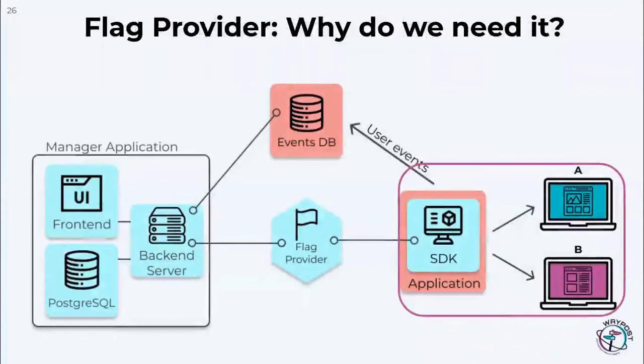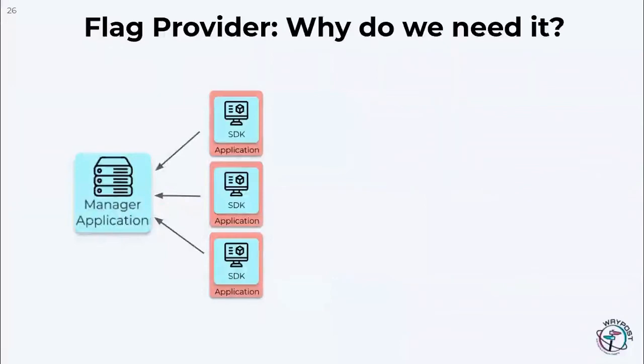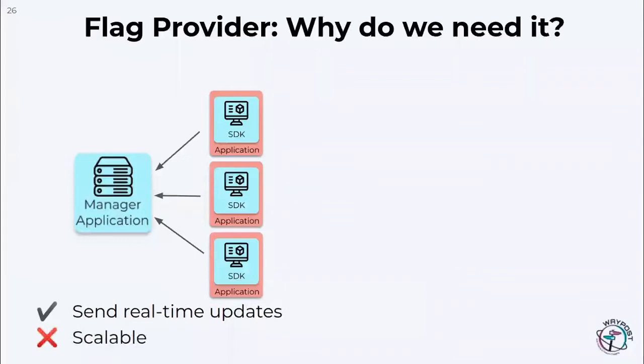As we mentioned before, the SDK is responsible for evaluating flags. So it's important that the SDK has up-to-date flag data. But why then do we not just connect the Manager app, which stores the flag data, directly to the SDK? This architecture could send updates in real time, but it's not very scalable because the specific functionality of managing SDK connections is intertwined with the flag manager's other duties.